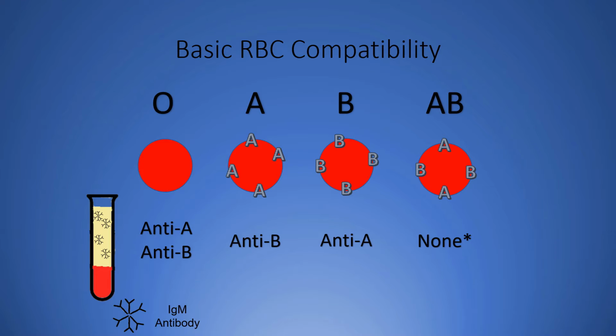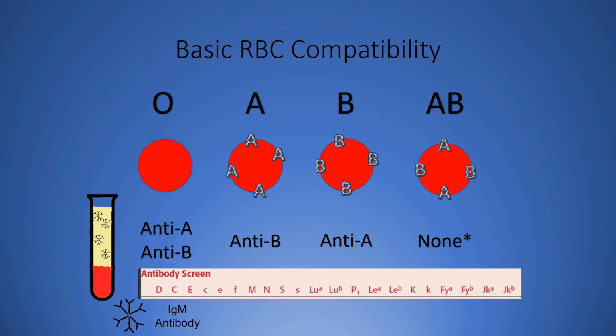This is a list of the different antigens found on the outside of a red blood cell membrane. For example, this D antigen here is synonymous with the Rh or rhesus protein that is found on the red blood cell membrane of people who are Rh positive. And we'll talk more about that when we talk about Rh compatibility.